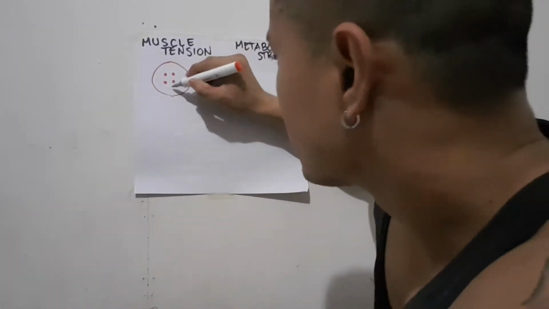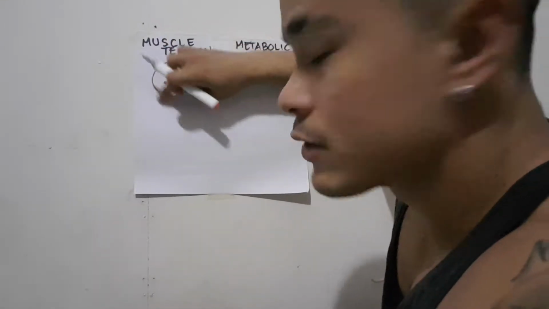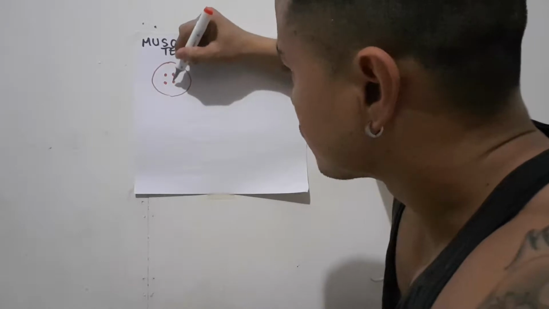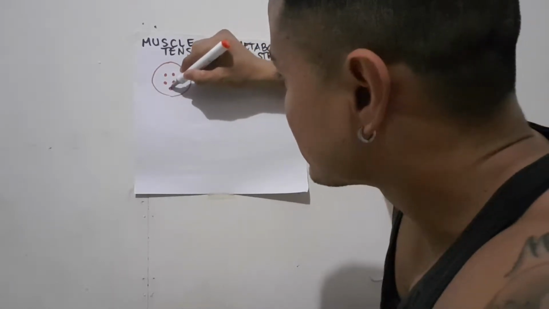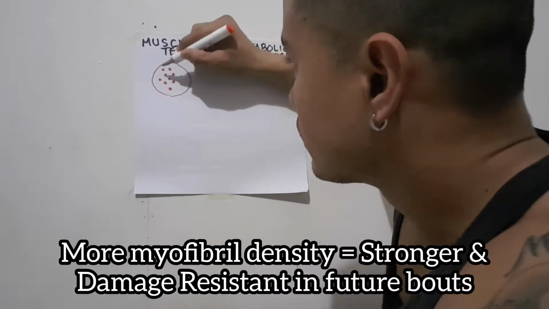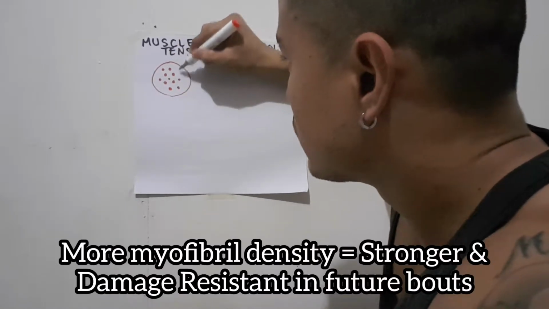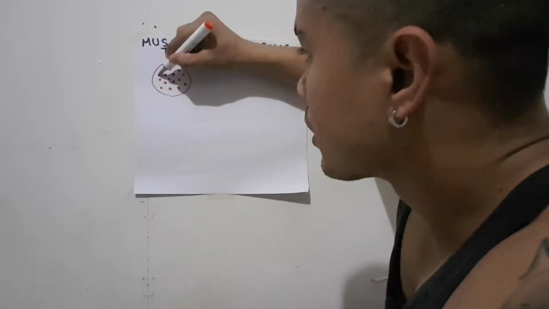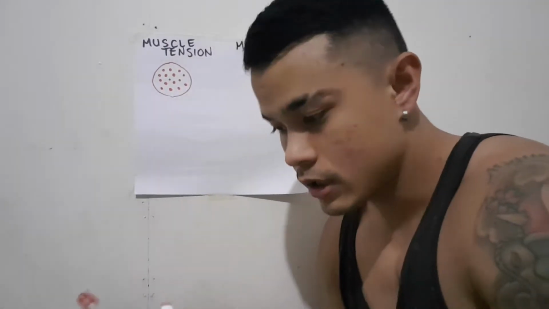So if this is the muscle membrane and these are the myofibrils, they increase in number so that they can handle heavier loads in the future. So it becomes bigger and stronger. So what do we call that? That is called myofibrillar hypertrophy.